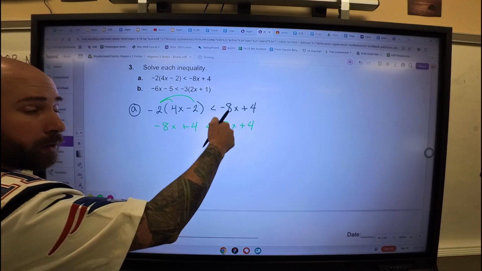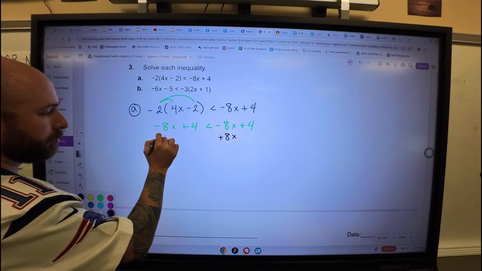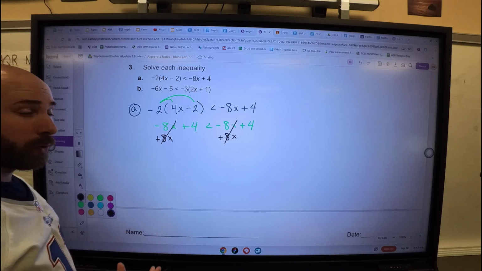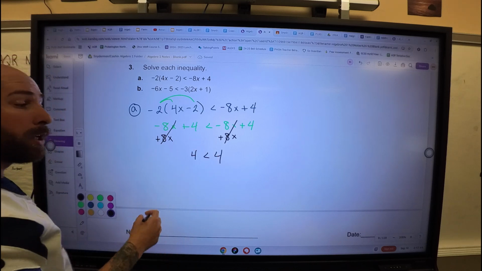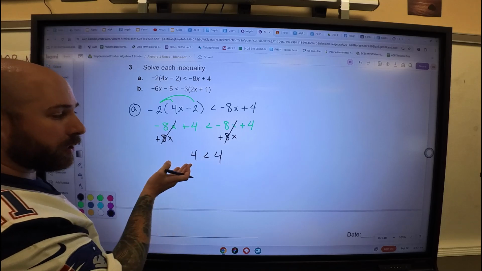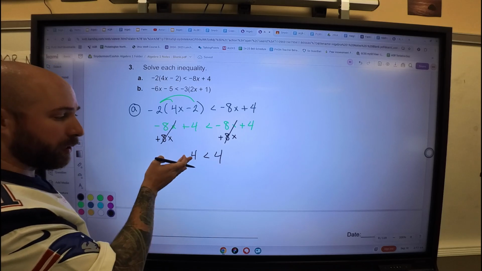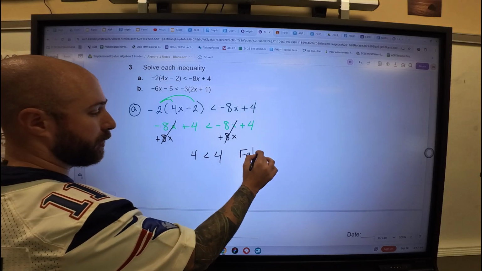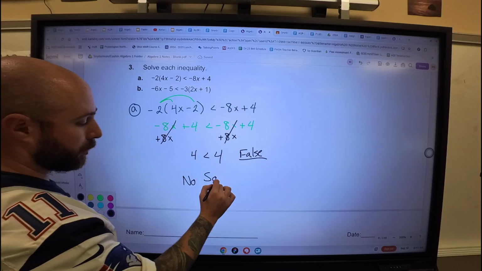Let's move our variables to the left, so we're going to add the 8x to both sides. That cancels out our 8x's on both sides to leave us with 4 is less than 4. And this is where we check to see, is this a true statement or is it false? Because 4 is not less than 4, we say this is false, which means we have no solution.